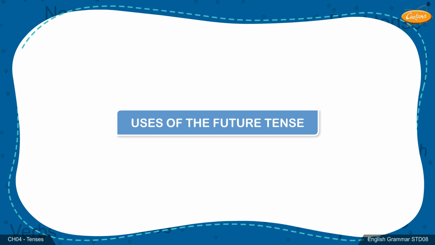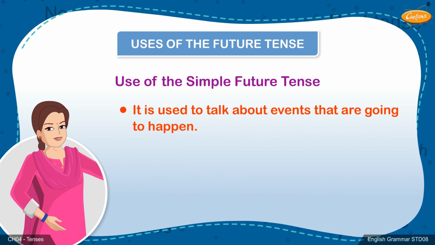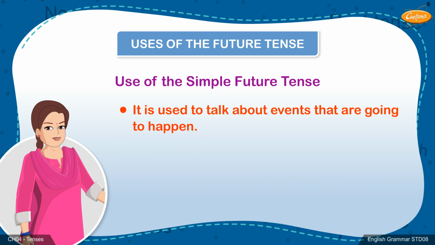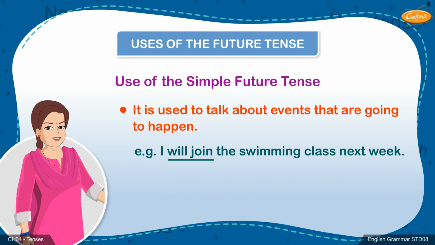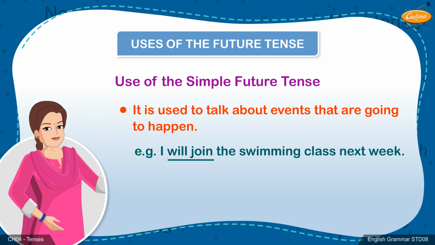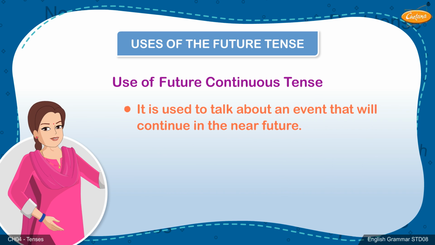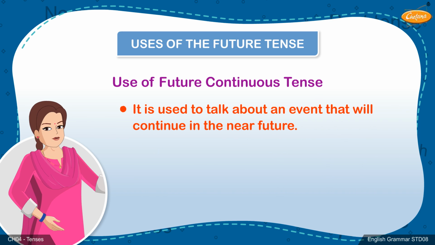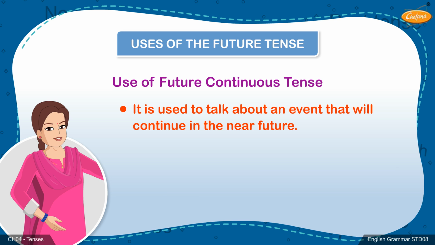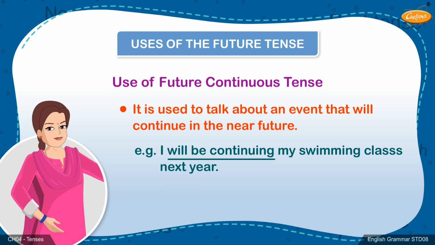A. Uses of the future tense. 1. Use of the simple future tense. It is used to talk about events that are going to happen. Example, I will join the swimming class next week. 2. Use of future continuous tense. It is used to talk about an event that will continue in the near future. Example, I will be continuing my swimming classes next year.